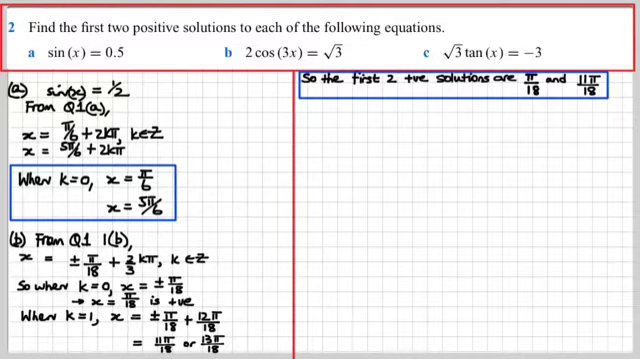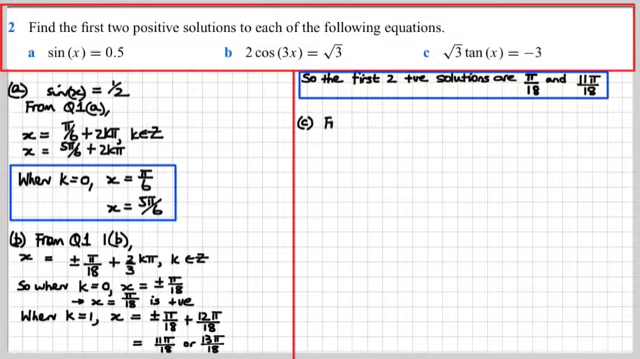Okay, the pi on 18 came from when k was 0 here, and the other one, the 11 pi on 18, which is just past pi on 2, which would be 9 pi on 18, is this one, which came from when k equals 1. Okay, so we've identified the first two positive solutions by just plugging in k was 0 and k was 1 into the general solution. Yeah? Very good.